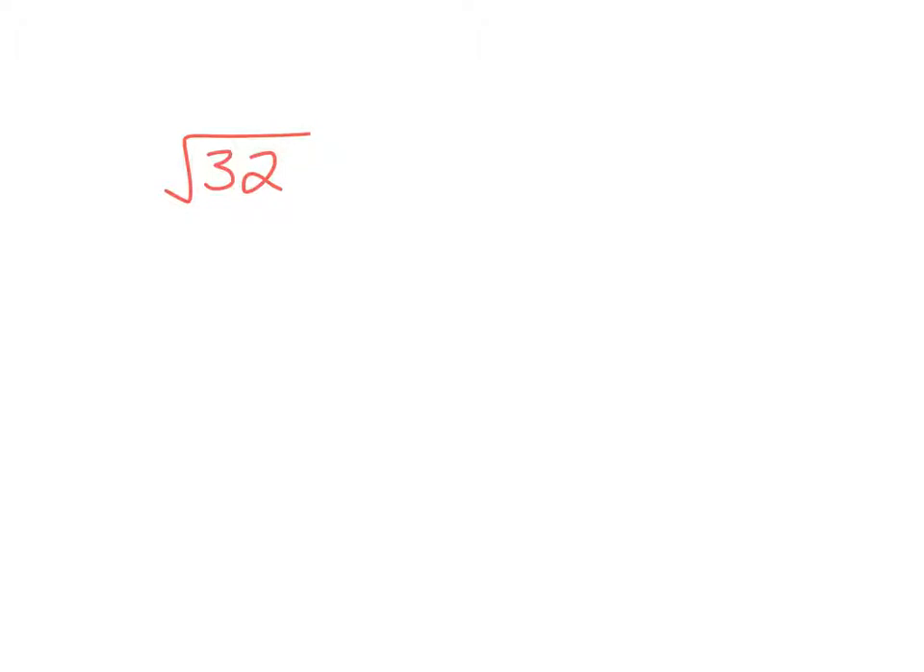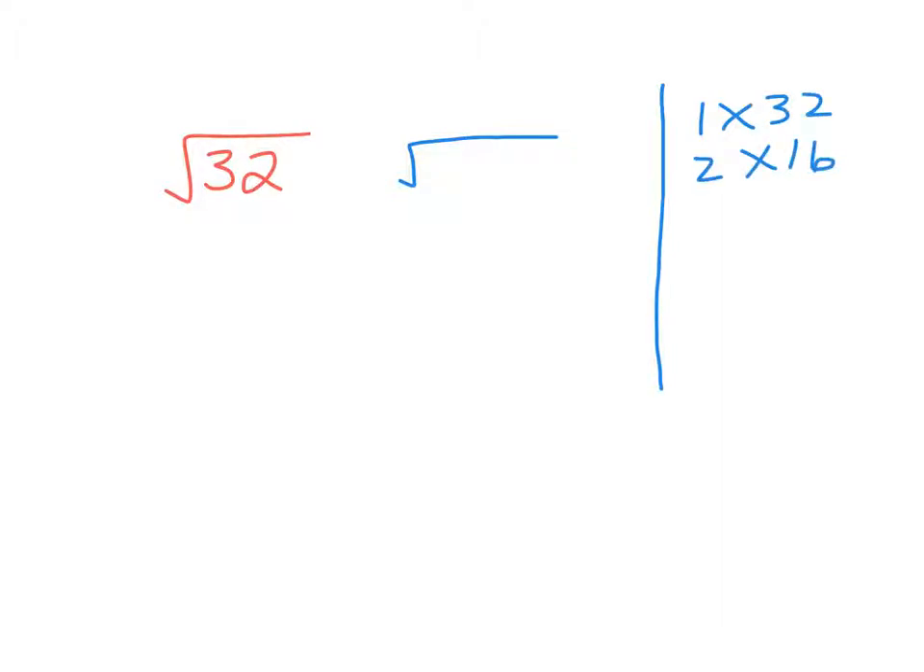Let's take a look at another example. The square root of 32. If I have the square root of 32, I am going to rewrite it, and I'm trying to think of two numbers that I can multiply together to get 32, and one of them needs to be a perfect square. So I'm going to write down the factors of 32. It would be 1 times 32, 2 times 16, 4 times 8.